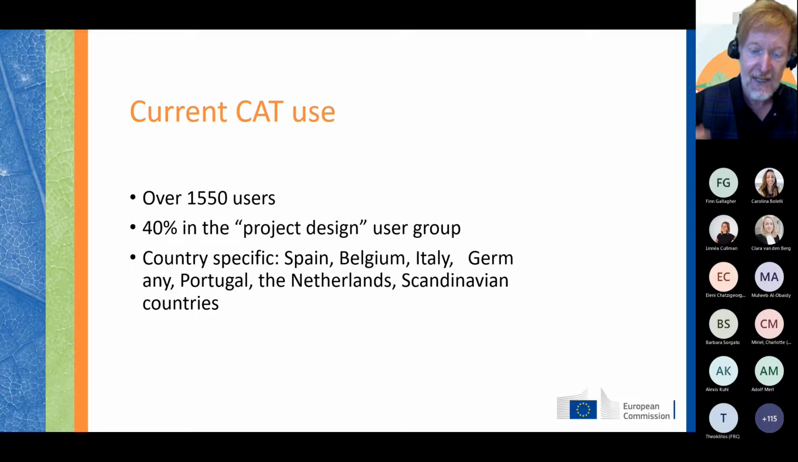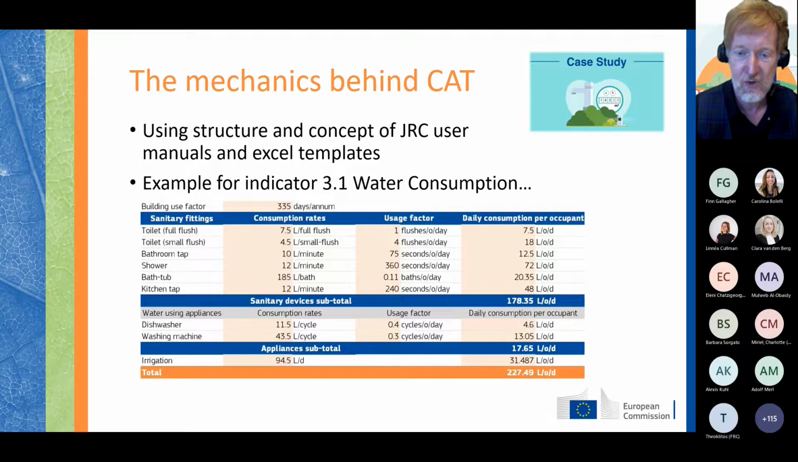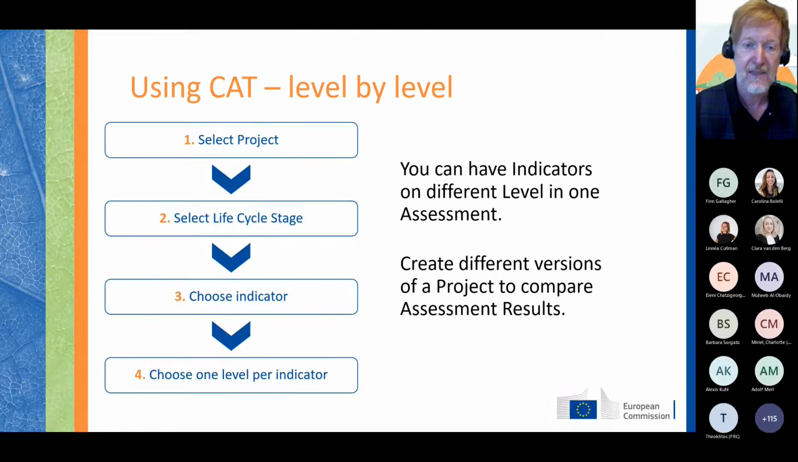Moving on to the next slide, let's go directly to the concept. I've already mentioned this in my previous presentation. So we have on one hand the different indicators for water consumption. We have the calculation. And on the next slides, you can see that this concept is also reflected in CAT. So you select your project, you go to the life cycle stage that you want to cover, you choose your indicator and the level per indicator. Next slide, please.